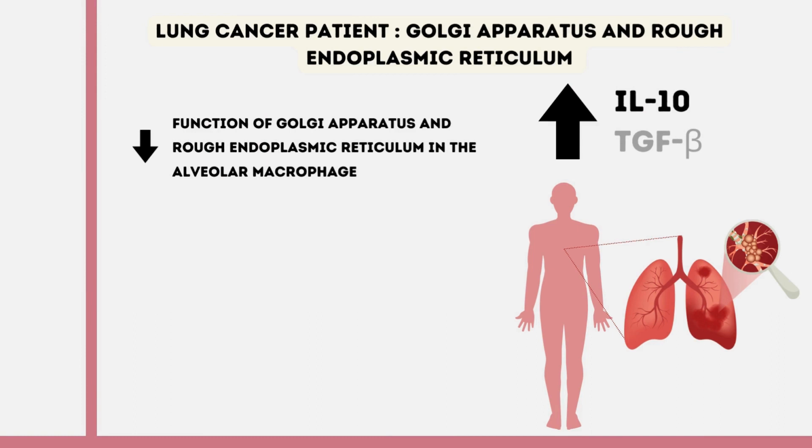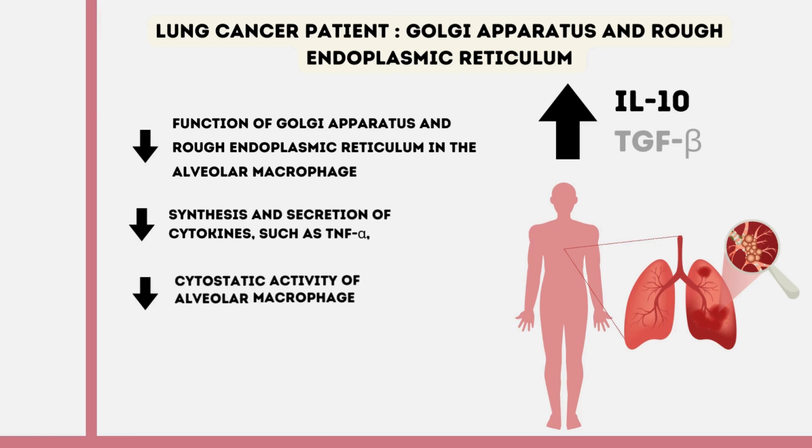In lung cancer patients, the higher content of interleukin 10 will alter the function of the Golgi apparatus and rough endoplasmic reticulum, RER, of the alveolar macrophages. What happens next? Impaired function of the Golgi apparatus and RER will decrease the secretion of cytokines. Next, it will reduce the cytostatic activity of alveolar macrophages, and tumor growth and proliferation will be elevated.